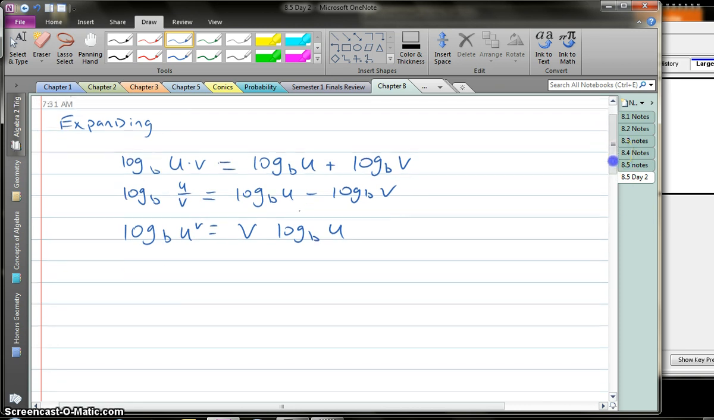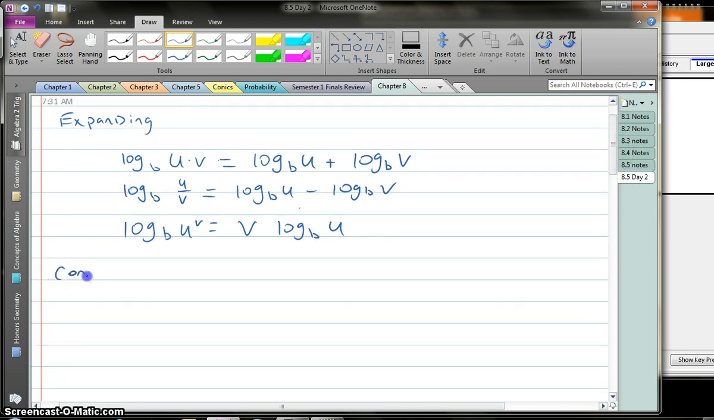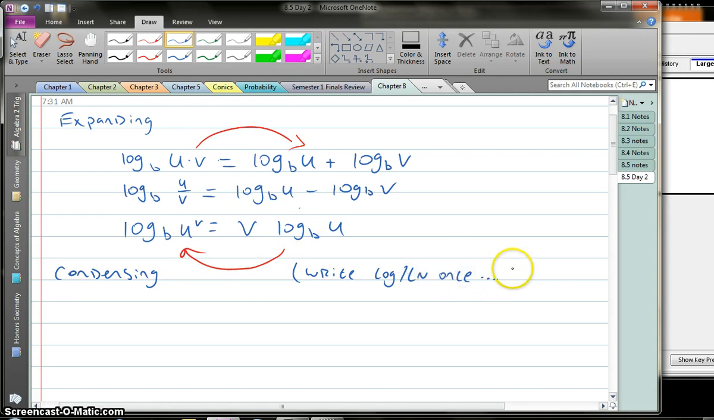Now, yesterday we expanded. Today we're focused on condensing. Yesterday we took here and went here. Today we're taking this stuff on the right and moving to the left. So we're using the same rules, we're just going the opposite direction. And with condensing, what we do is that we write our log or natural log first, once I should say, and then we combine our terms.